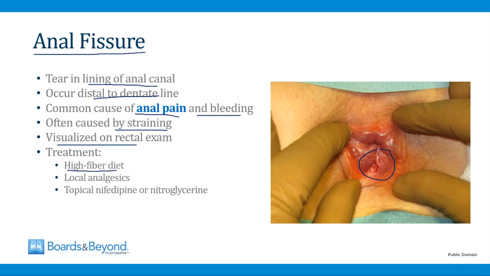and the treatment involves a high fiber diet to make stools easier to pass. Local analgesics can be applied to the fissure to take away the pain, and then there are topical versions of the calcium channel blocker nifedipine as well as nitroglycerin. Both of these relax the anal sphincter, and that can make it easier for stools to pass, and then the patient doesn't have to strain so much, and that often allows the fissure to have time to heal.